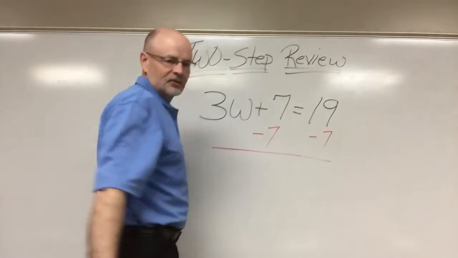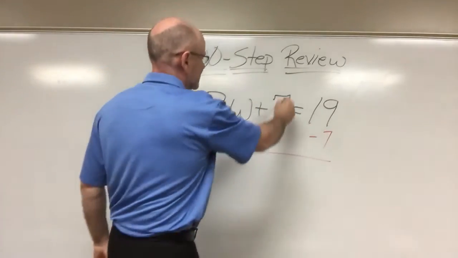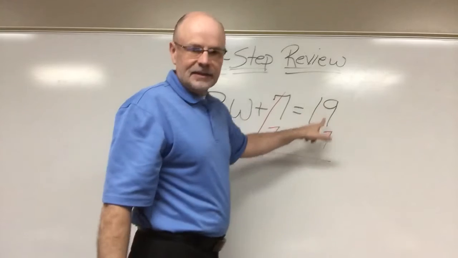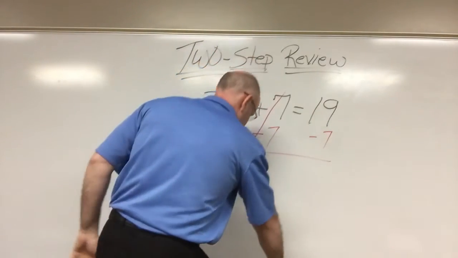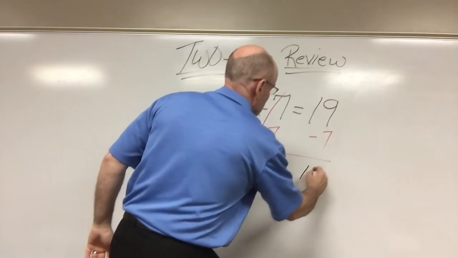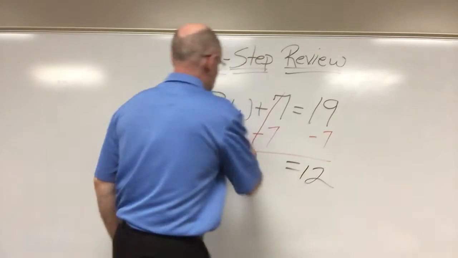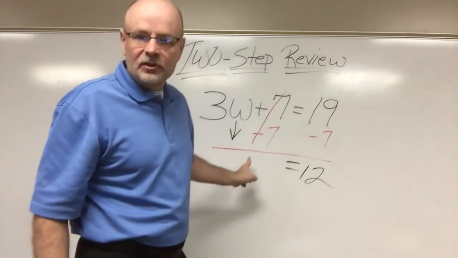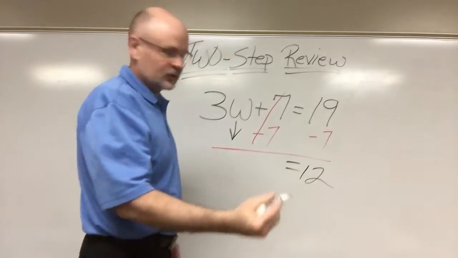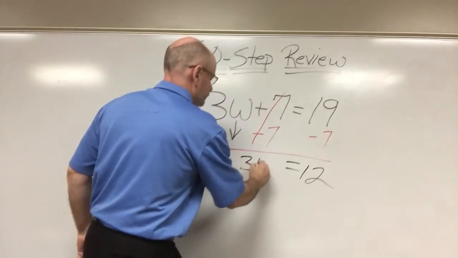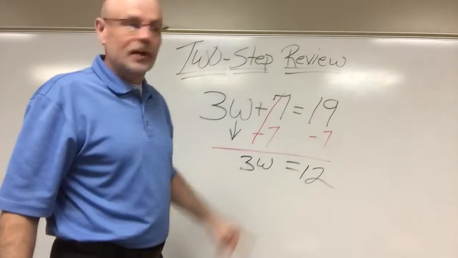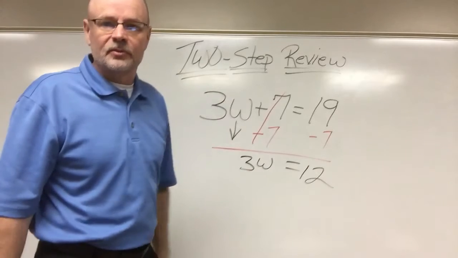So positive 7 minus 7 is 0, so it just cancels out. 19 minus 7 is 12. And then I'm simply going to bring down the 3 times w, or the 3w. That's step 1 in a two-step operation.